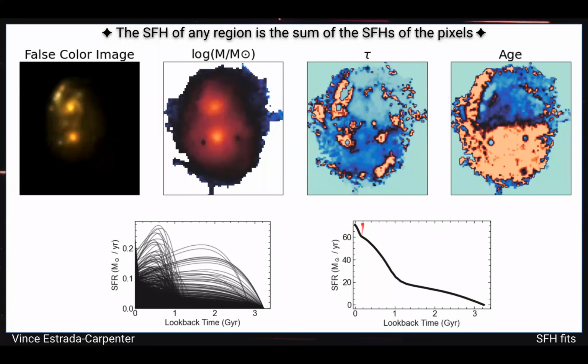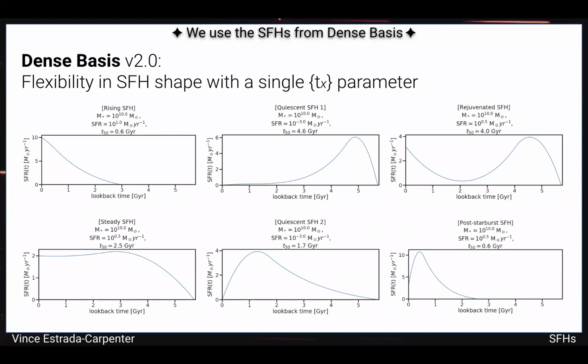So the galaxy was observed around here, but this is what that would look like here. And again, this is using a delayed tau model. For fitting the star formation histories, I'm using the star formation histories from Dense Basis. I'm not using Dense Basis itself to do the fitting, but I am using its star formation histories. It's one of these really flexible star formation history codes. Here are some of the star formation histories you can get from it, all different kinds of shapes.